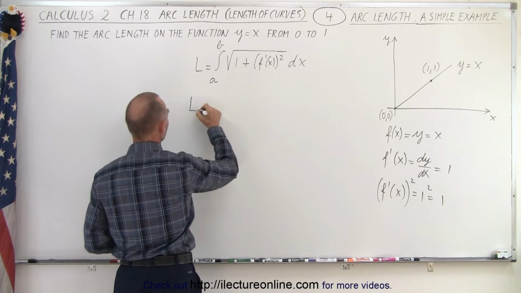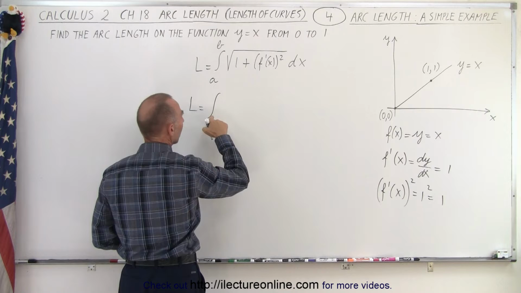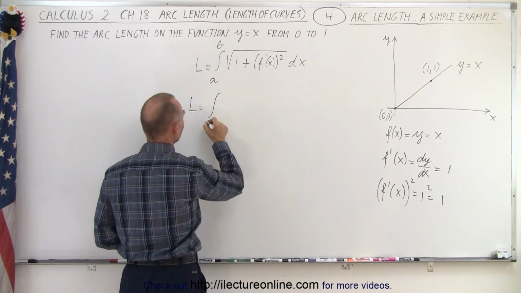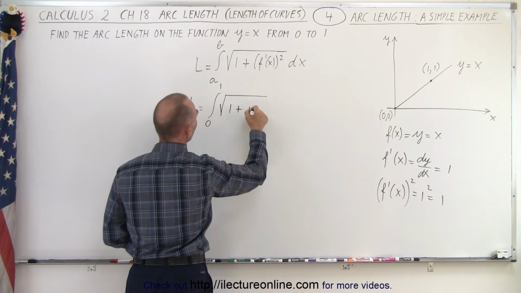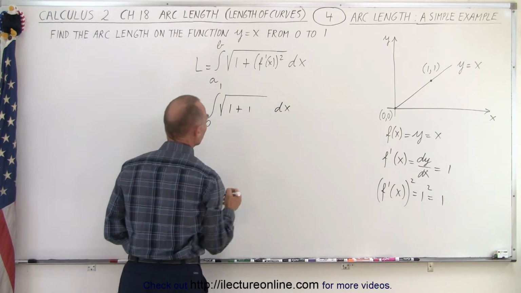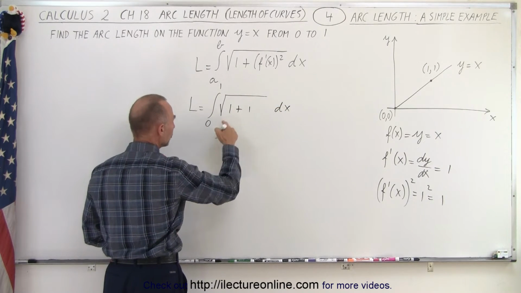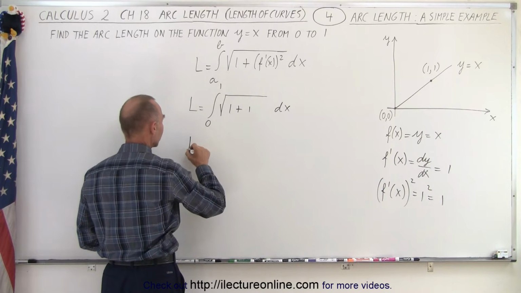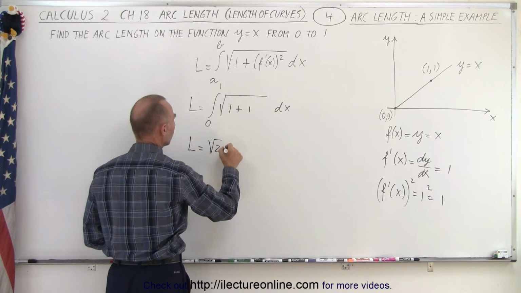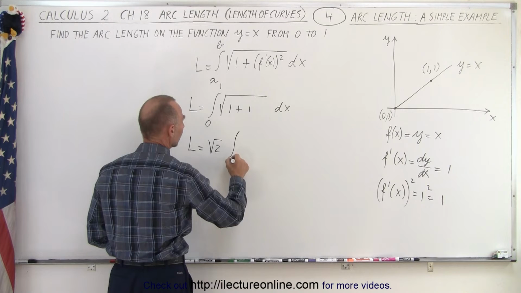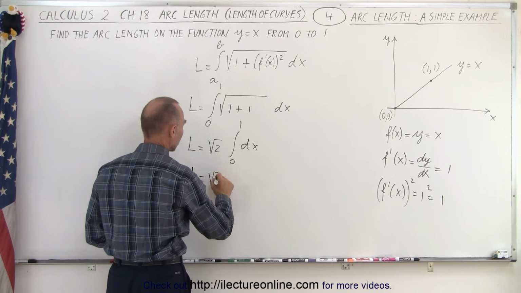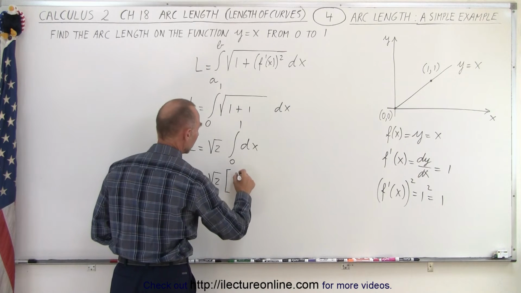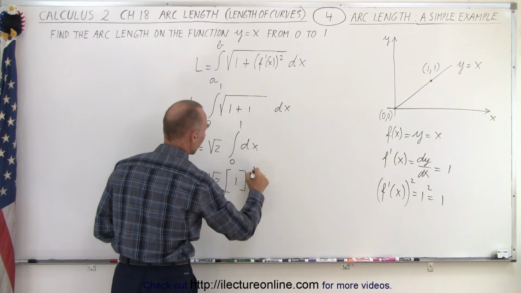So we now know that the arc length is equal to the integral from x equals 0 to x equals 1 of the square root of 1 plus 1 times dx. And that's of course the square root of 2. That can be pulled out of the integral sign. So L is equal to the square root of 2 times the integral from 0 to 1 of dx.